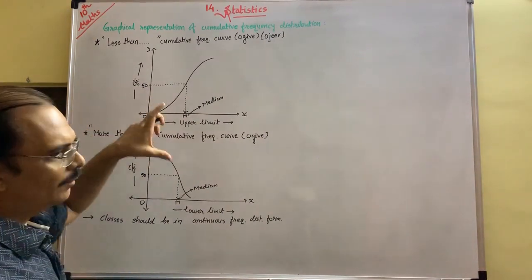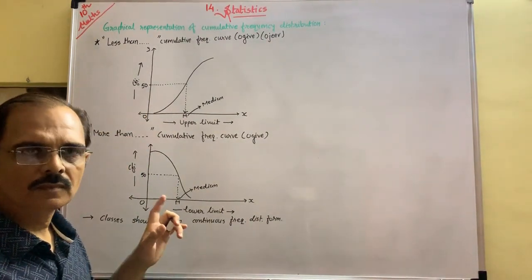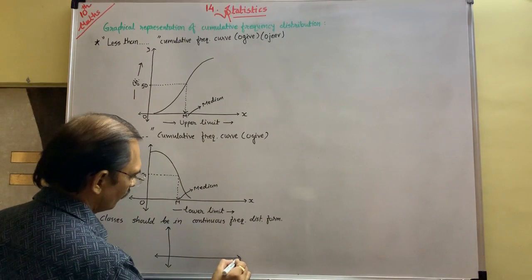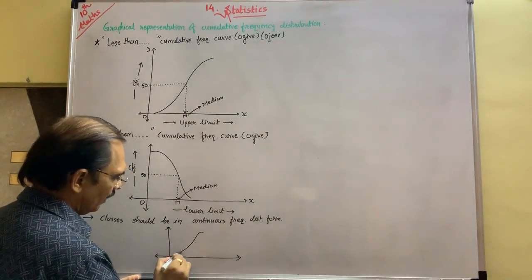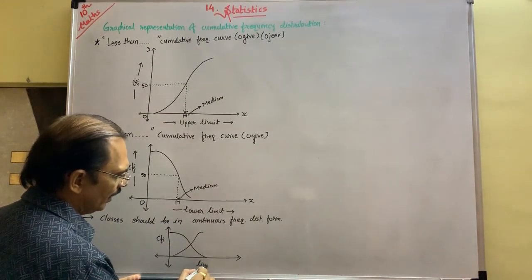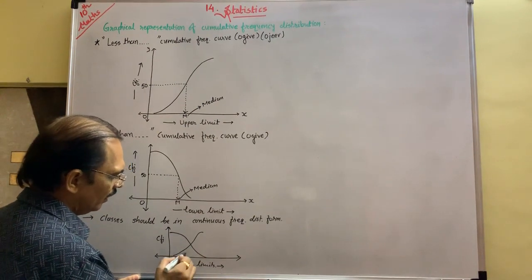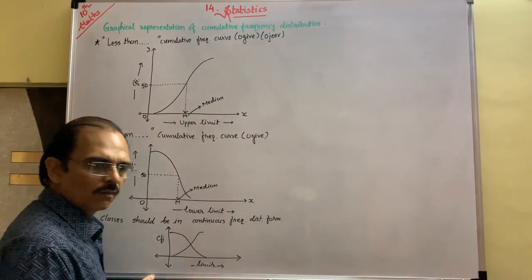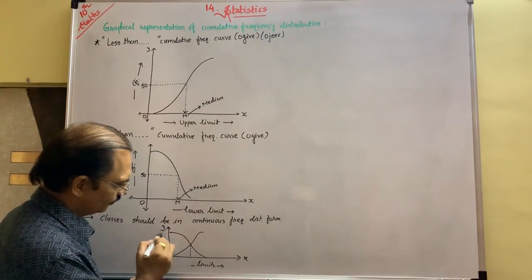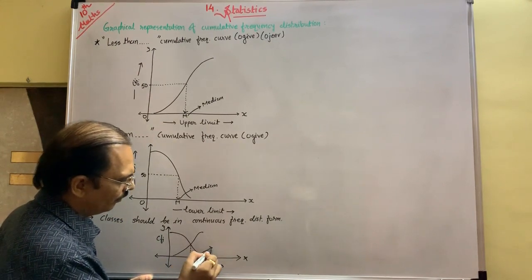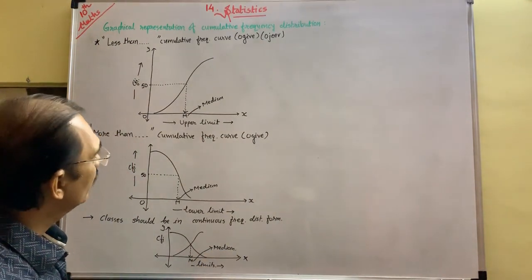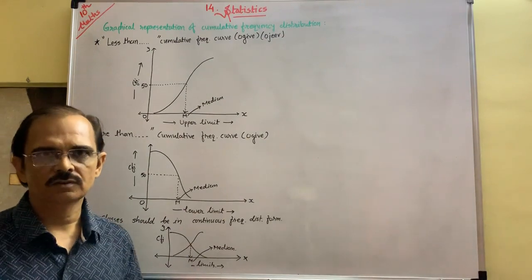If you draw both graphs on the same coordinate axis, same graph paper, then it will be just like this. Less than type, more than type. This is CF, these are limits, boundary points. From this intersection point, if you draw a perpendicular on the x-axis, then this gives you the median. So in this way we can find the median from this cumulative frequency curve.